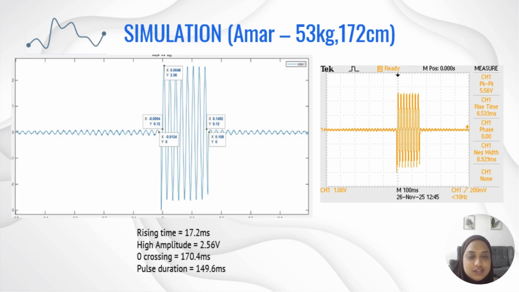Alright, this slide shows the simulation result for Amar, which is the lightest one, 53 kg and 172 centimeters. For the rising time, we got 17.2 milliseconds, high amplitude 2.56 volts, 170.4 milliseconds zero crossing, and also 149.6 milliseconds pulse duration.